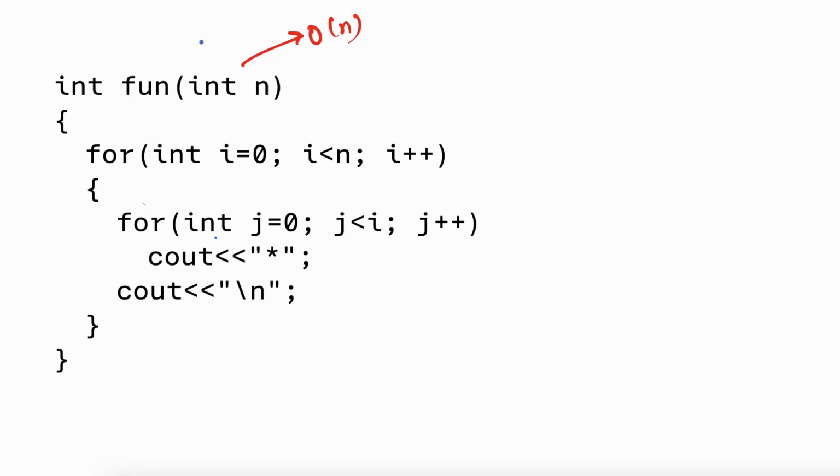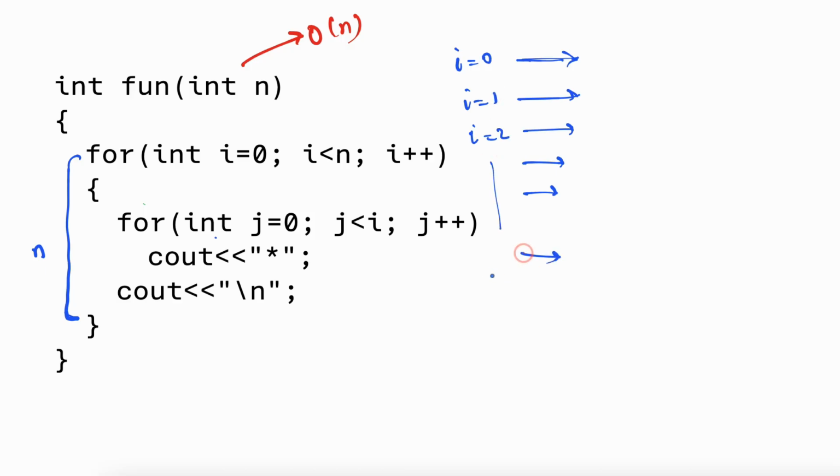Now again, in this case also, the outer loop is getting executed n times, which means that there are n rows. For the first iteration of the for loop, the value of i is 0. For the second iteration, the value of i is 1. Similarly, for the last iteration, the value of i is n minus 1. Now, what are we doing inside this for loop? Inside this for loop, we are printing star i times.